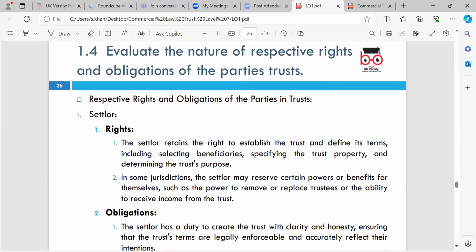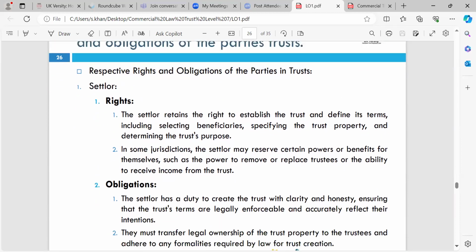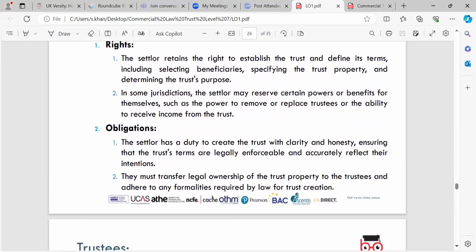1.4. Evaluate the nature of respective rights and obligations of the parties of trust. So respective rights and obligations of the parties in trust. So the settlor, the rights that the settlor has. The settlor retains the right to establish the trust and define its terms, including selecting beneficiaries, specifying the trust property, and determining the trust's purpose. In some jurisdictions, the settlor may reserve certain powers or benefits for themselves, such as the power to remove or replace trustees or the ability to receive income from the trust.